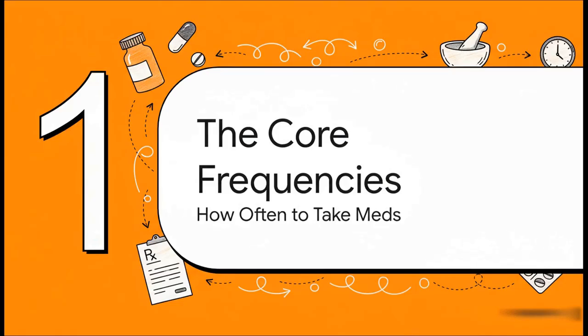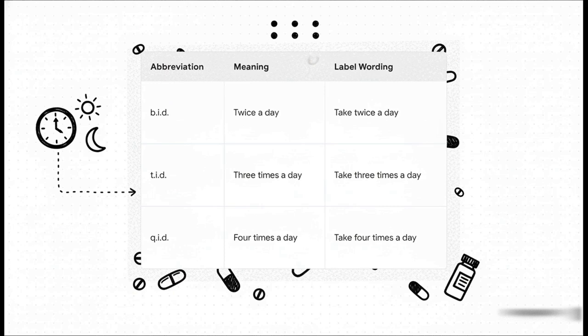Okay, let's start with the absolute basics, the core frequencies. These little abbreviations tell us how often a patient is supposed to take their medication. You are going to see these on pretty much every single prescription that crosses your path. Here are the big three you absolutely have to know.